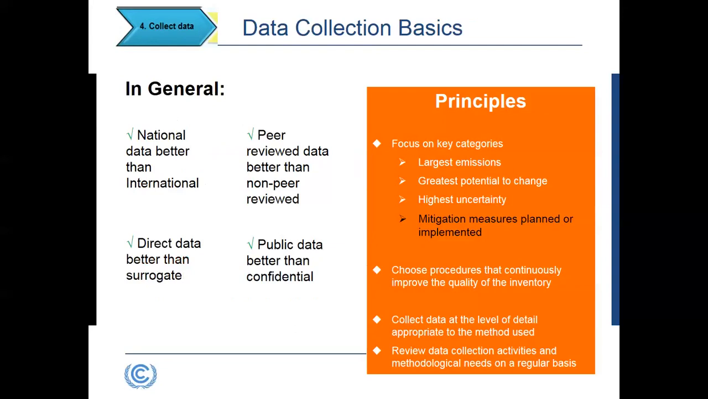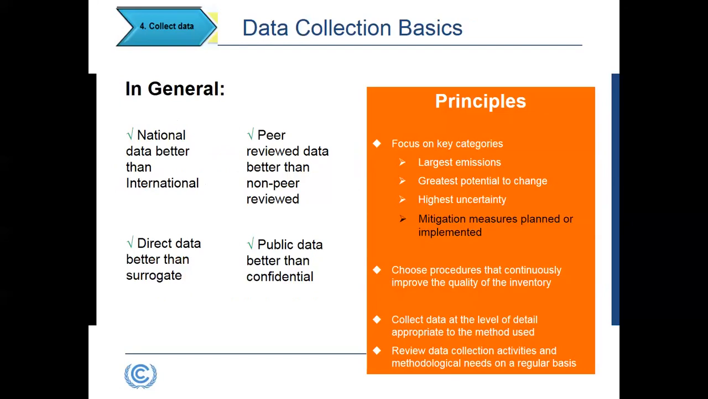So, data collection basics, some of the obvious things: focus on key categories because they're the biggest. Again, define those procedures for data collection. Start with your national data because that should be the first place, from national statistical agencies and other places. Peer-reviewed data from research, if you're relying on research data, is obviously better than non-peer-reviewed data. Direct data is better than surrogate.